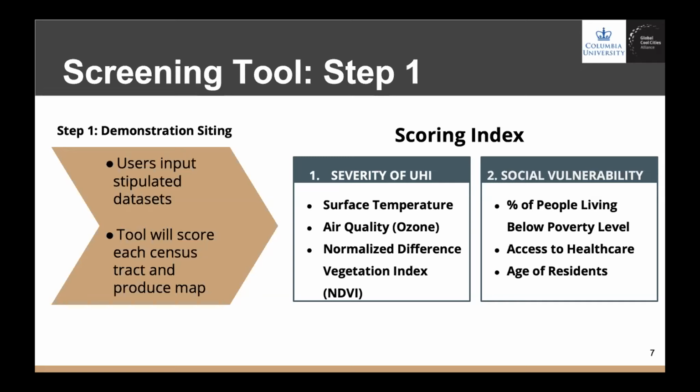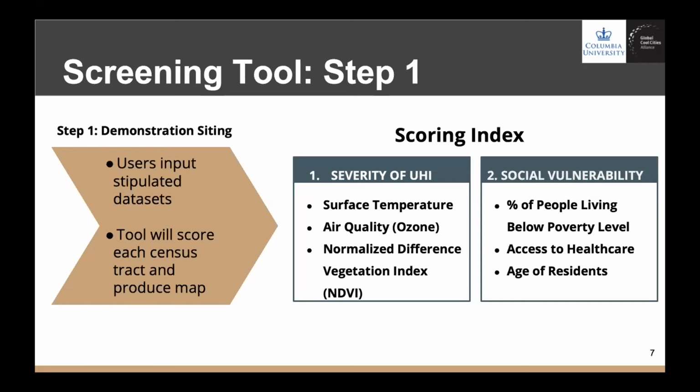It was very important to us that the scoring index for the tool and required data sets capture both the environmental and social dimensions of the urban heat problem. So we came up with two categories for our index: severity of UHI and social vulnerability. In order to assess the severity of UHI, we concluded that surface temperature and air quality will be the best heat indicators. We also wanted to account for vegetation cover and green density, so we decided to make NDVI a required data set as well.